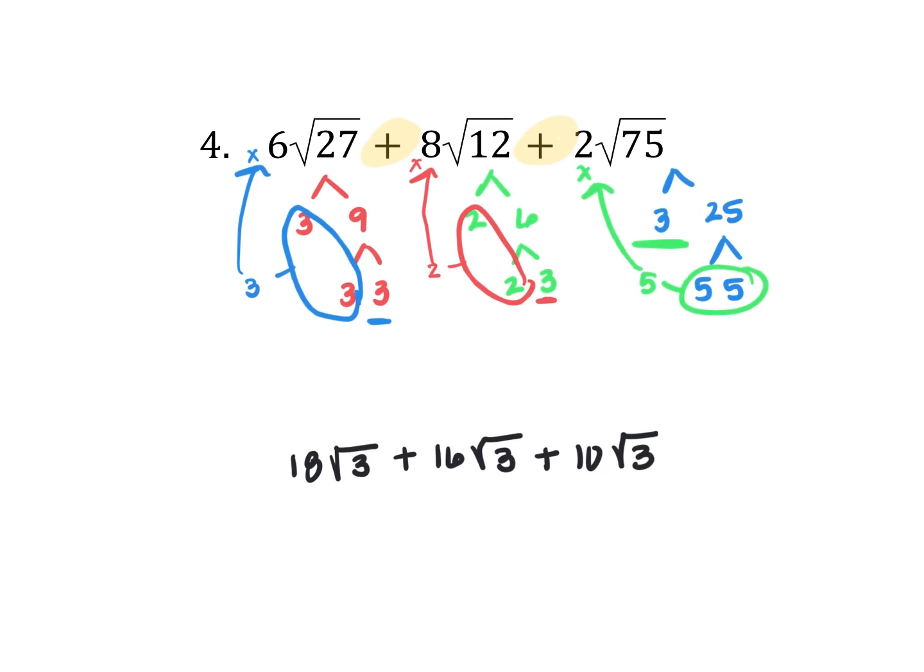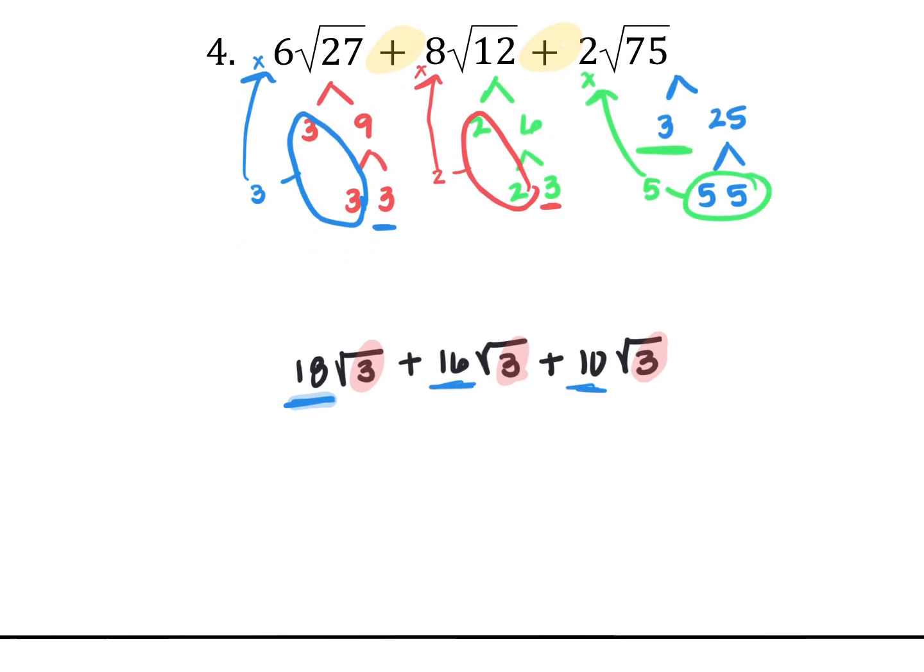Okay, so I'm not quite done until I combine all my like terms. My like terms are if I have the same radical. So I have a square root of 3, a square root of 3, and a square root of 3. So I can combine everything that's in front. So if I take this 18 and this 16 and this 10, I get 44. 18 plus 16 plus 10 is going to give me a 44, and then that square root 3 stays the same.